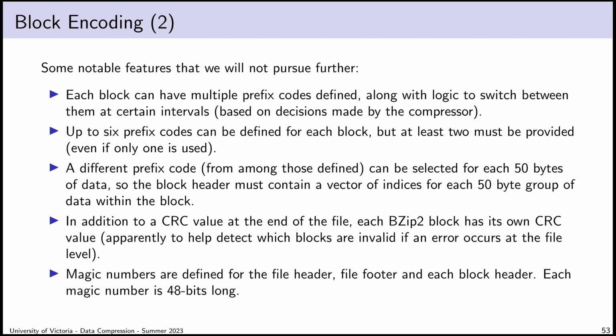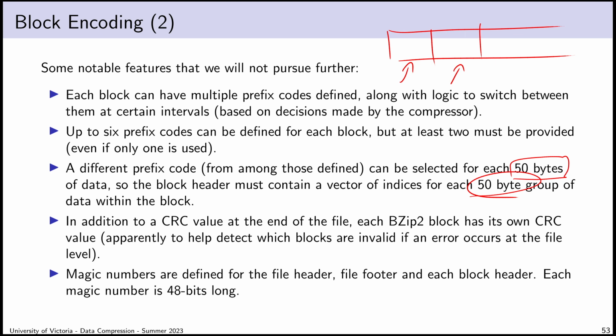And it goes further. Because we have the ability to use a different prefix code to switch between prefix codes at regular intervals, you are required to tell the decompressor which prefix code you are using for every 50 bytes of input. So there are potentially 6 different prefix codes, and you are required to encode into the block header a so-called selector for every 50 bytes of input data. So each 50 bytes, you have to give an index for which prefix code you are going to use for those 50 bytes. And that means the block header has to contain a vector of indices for every 50 byte group of data within the block.